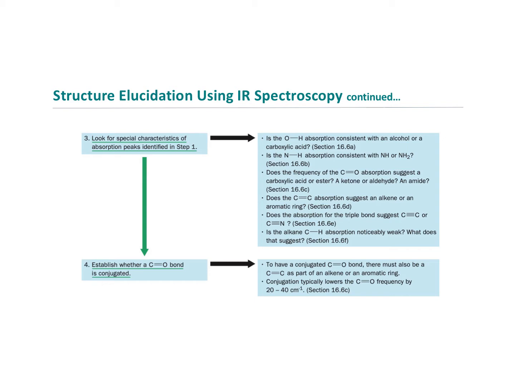Does the frequency of the carbonyl absorption suggest a carboxylic acid or an ester? Would it be a ketone or an aldehyde, an amide? And I like this because it gives you some references here that you can go back and look at. Does the carbon-carbon absorption suggest an alkene or an aromatic ring? Does the absorption for the triple bond suggest a carbon-carbon triple bond or a carbon-nitrogen triple bond? And you might not be able to tell, and that's okay.